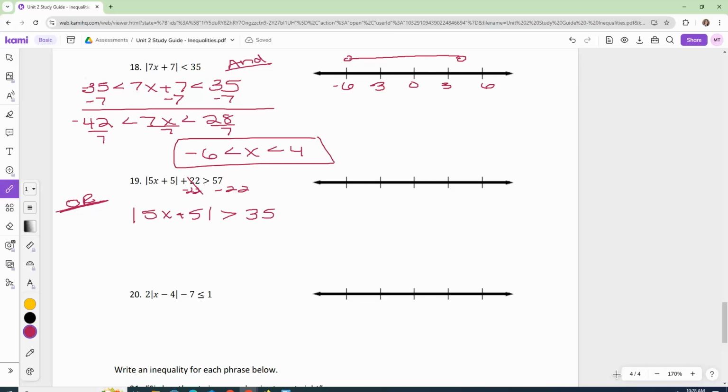This is an or. So how do we set up the or problems? Two separate ones. So the first one, we just drop the absolute value. Or for the second one, what do we do?